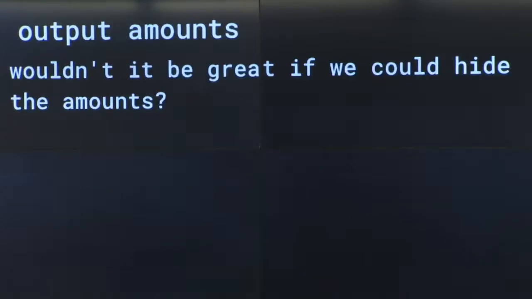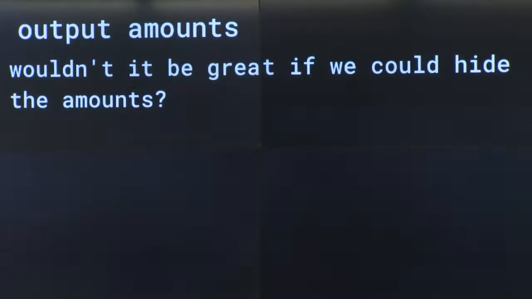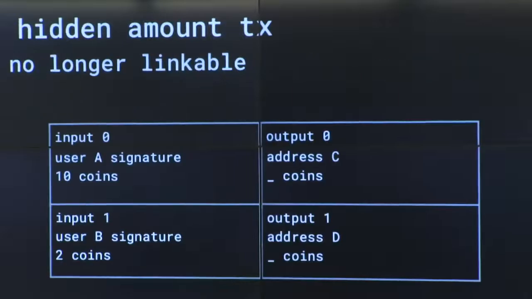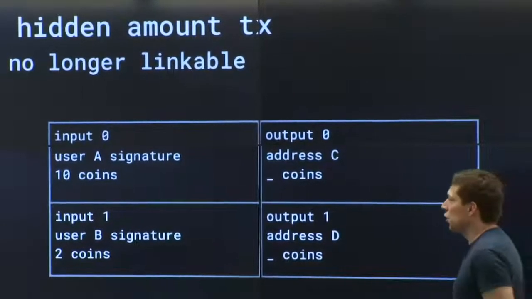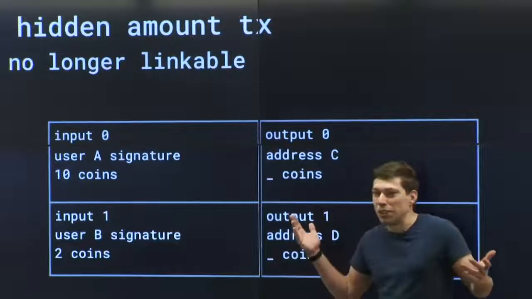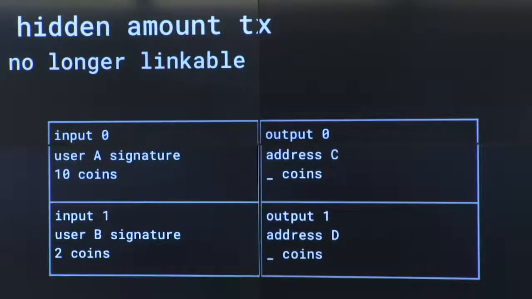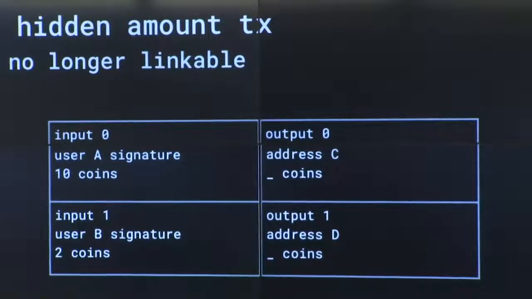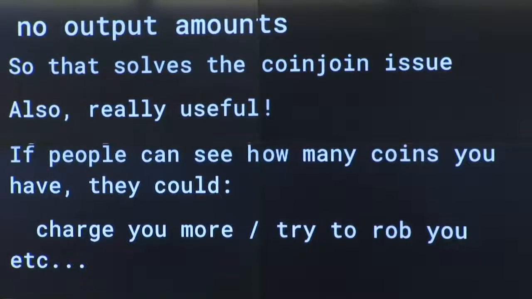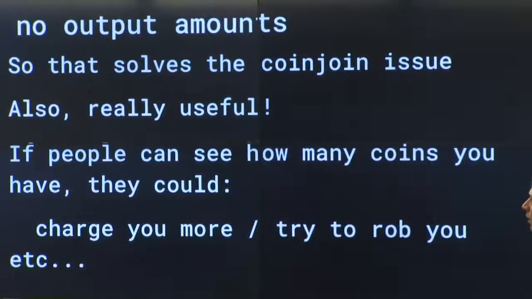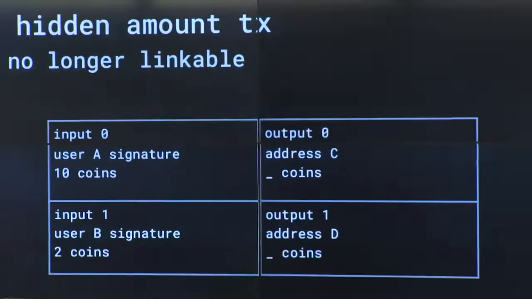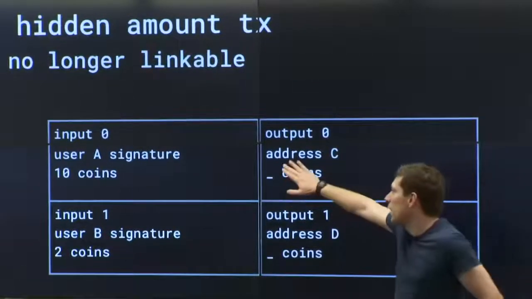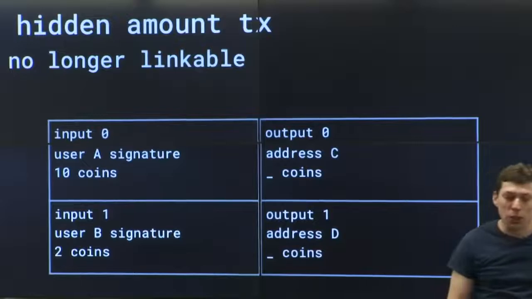So how can we do this? Wouldn't it be great if we could just hide the output amounts? That would be really cool. Instead of having it like this, you just don't see how many coins there are. Why don't we just delete the output amounts entirely? It saves 8 bytes. But we can't just delete it. So what does this actually mean? This would be really cool though, if we could somehow obscure this so that no one can tell what the amounts are.